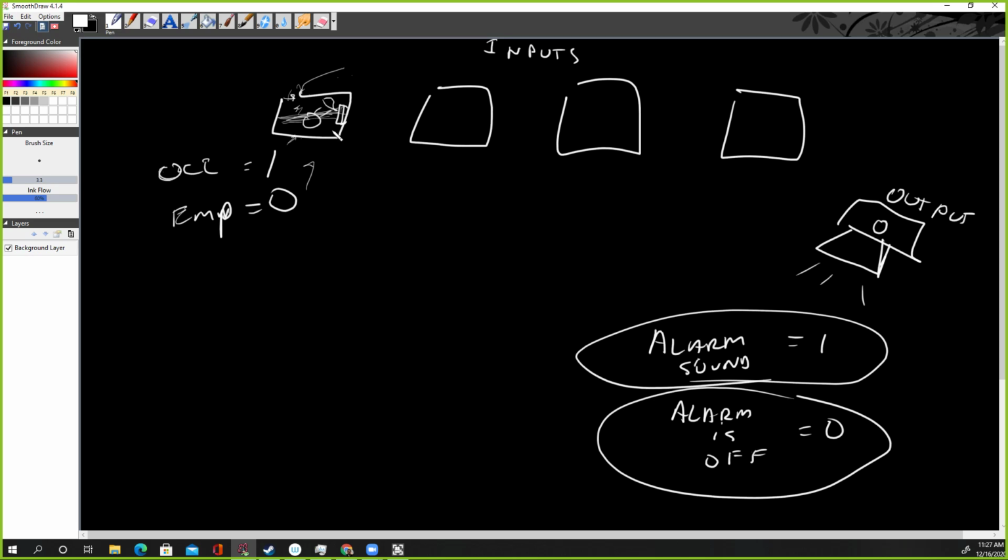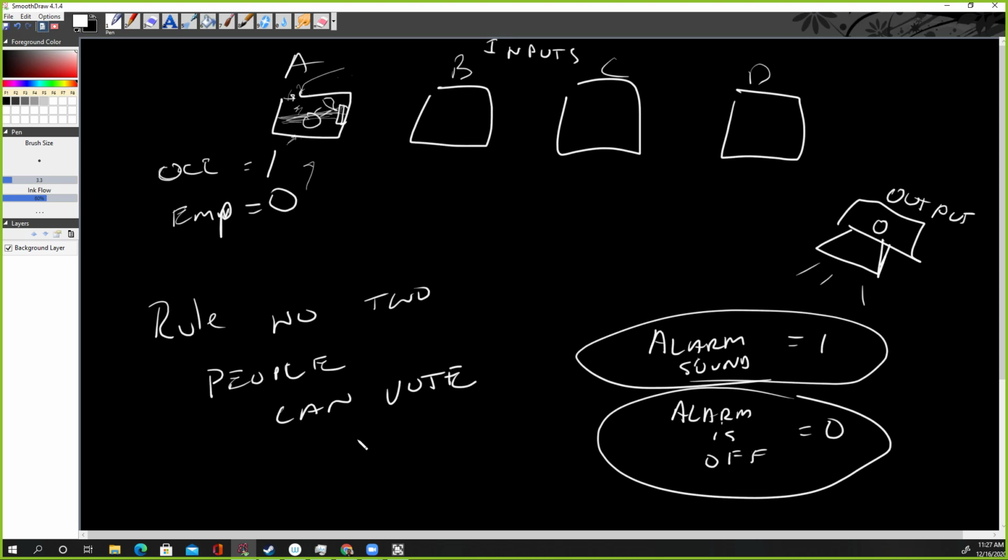And for all four of these, we'll call them booth A, B, C, and D. They sense whether there's somebody in them or not using a sensor of some sort. There's a variety of sensors, and they're either ones or zeros. And the rule is no two people can vote next to each other, for security purposes or whatever.